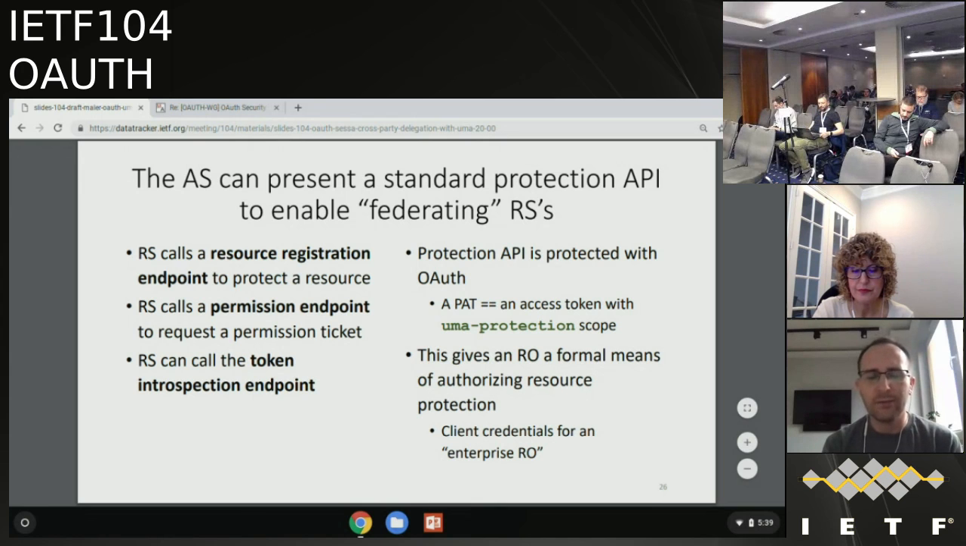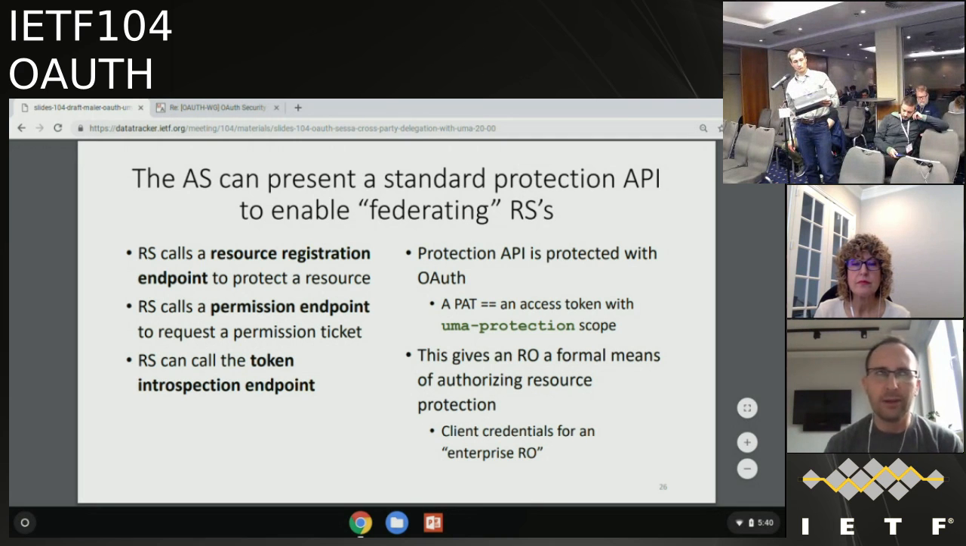So firstly, in the federated authorization, the AS presents a standard, what we call a protection API for resource servers, and there are three main functions of the protection API. The first one is for resource registration. The second one is for permission registration. And the third one is for token introspection. And there are respective endpoints for that, called the resource registration endpoint, the permission endpoint, and the enhanced token introspection endpoint. For the resource server to interact with the protection API, as we mentioned, it has to have a PAT, which is a plain OAuth token with the UMA protection scope associated, and it's typically issued to the resource server with the resource owner in place, unless it's an enterprise resource owner. So then a different flow happens.